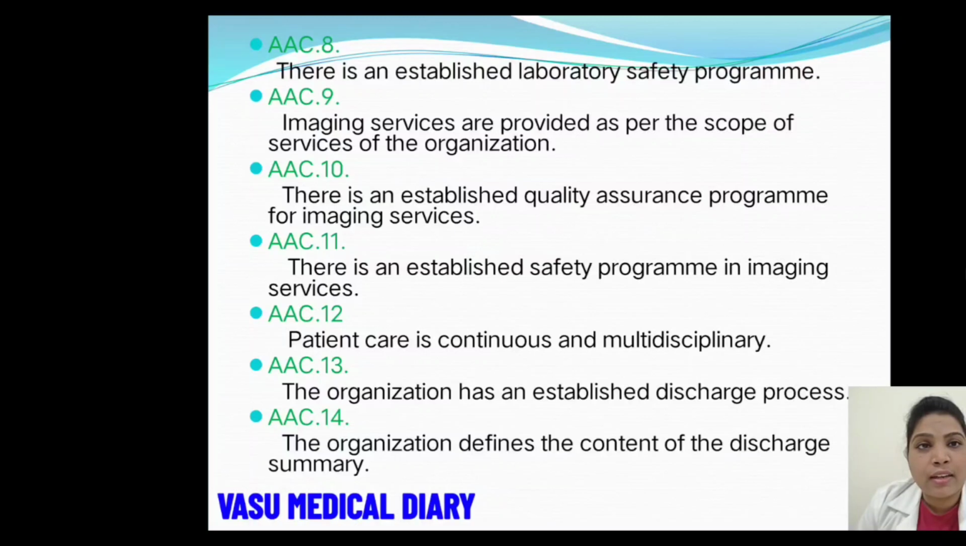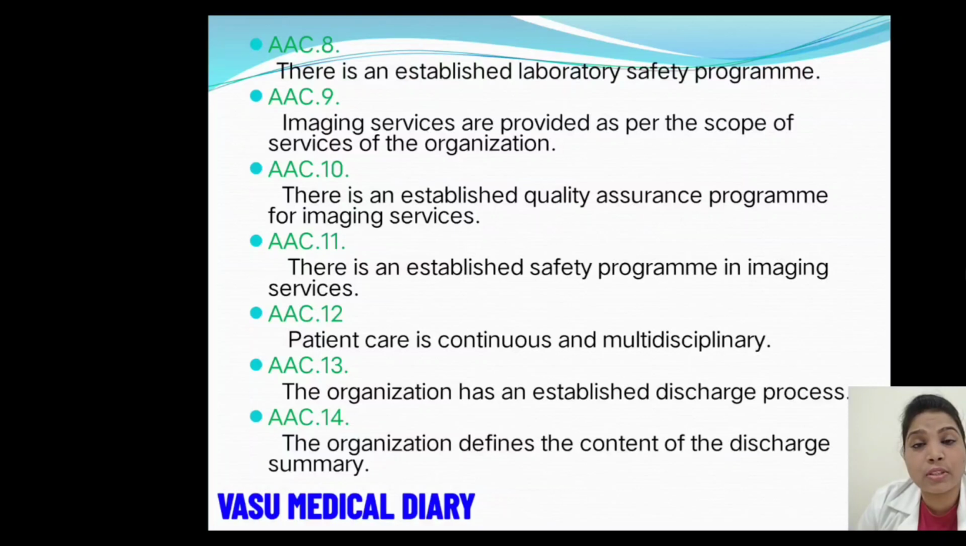And AAC 9 is: imaging services are provided as per the scope of services of the organization. For example, if you have obstetrics and gynecology, then you should have a radiologist and at least a USG machine, so that you can provide radiology services for the antenatal mothers. According to your scope of service, you should have radiology services also. Just for X-ray, we cannot shift the patient from our hospital to a nearby hospital. So whatever basic radiology services are needed, you should have.